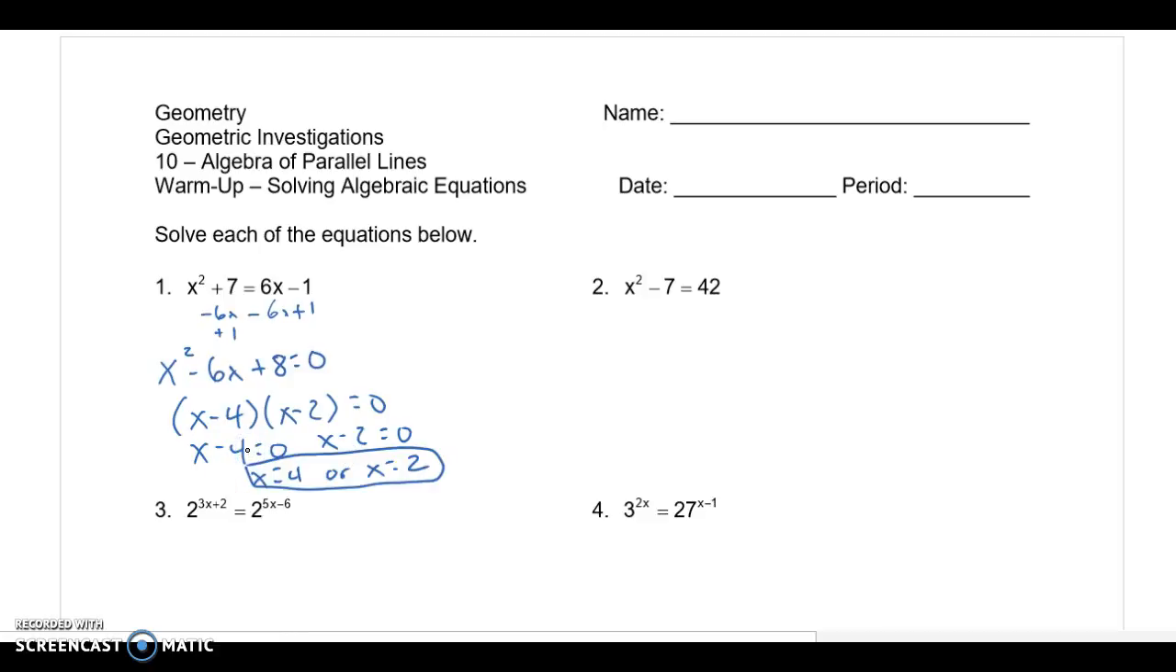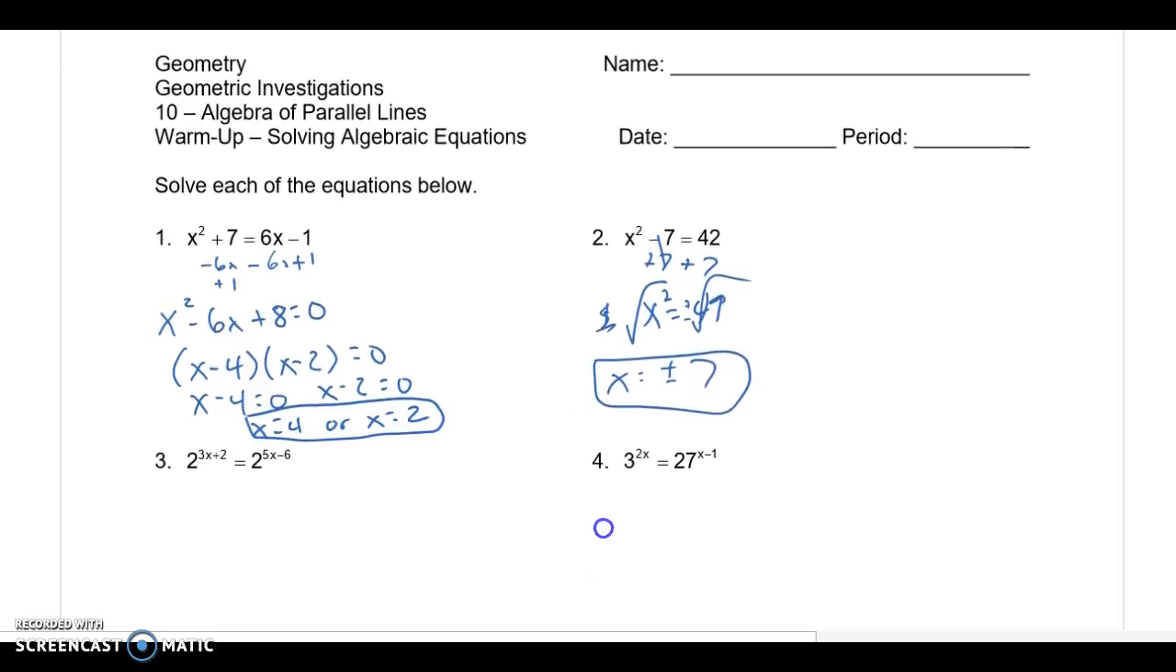Number 2, an easier way to do this is to solve by reversing operations. So again, we have that x, we squared it, we subtracted 7, and we got 42. So let's work backwards with that. Let's add 7, and then take the square root. When we take the square root of both sides, we're going to end up with that plus or minus the square root. So x equals plus or minus 7.